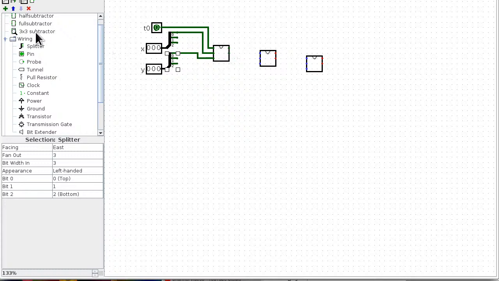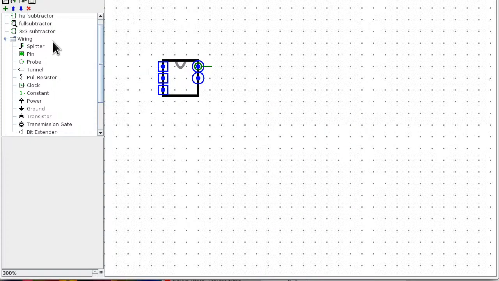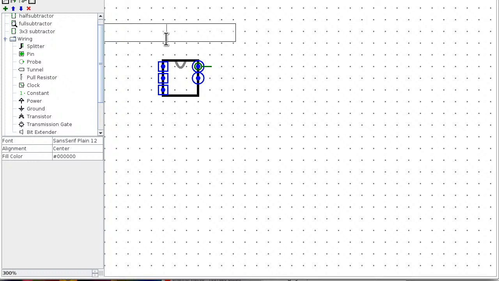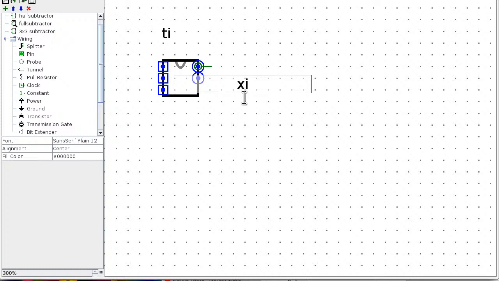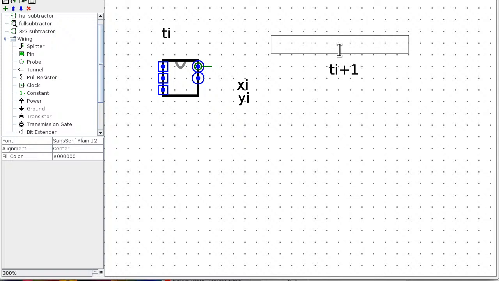Let me go back and change the caption, because now you cannot see which pin is which. So if I go back to the full subtractor and go to its appearance, now I can go ahead and give these names. So we got TI, XI, YI, and then we got TI plus 1, and also DI, which is the bit I of the difference.